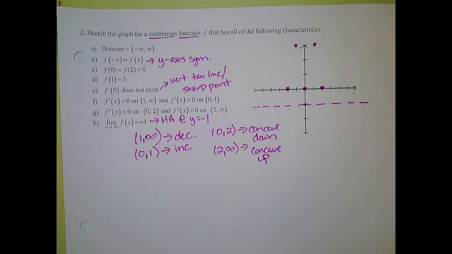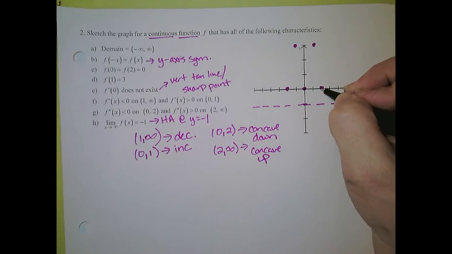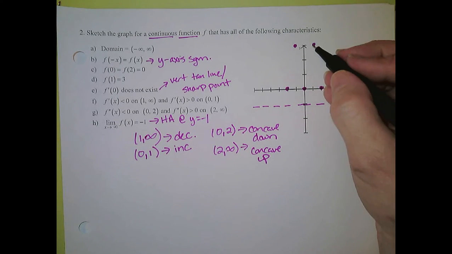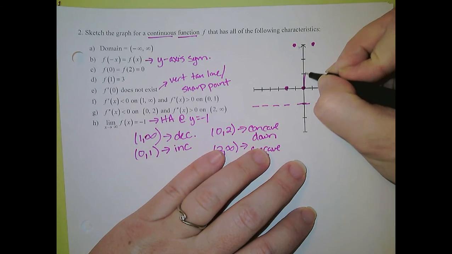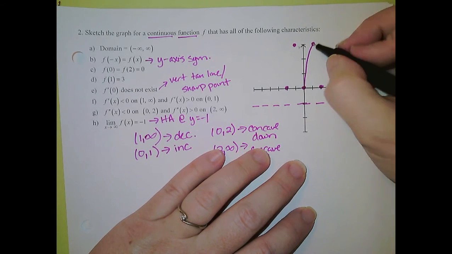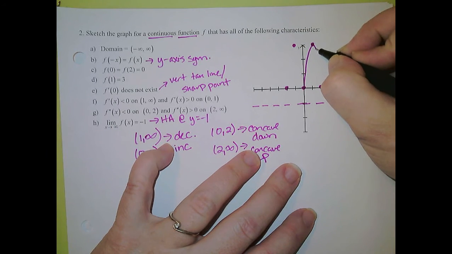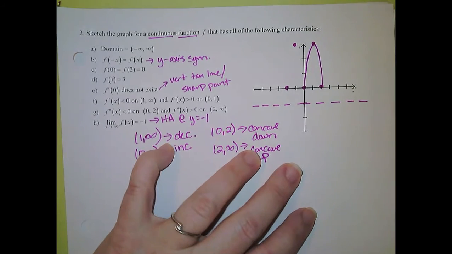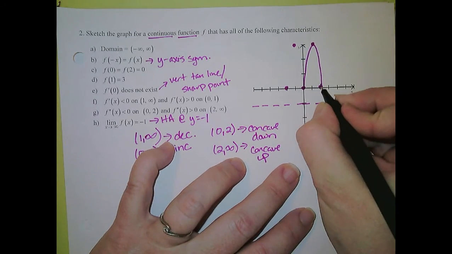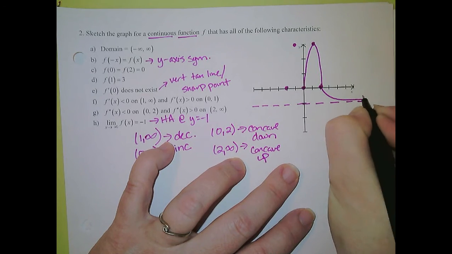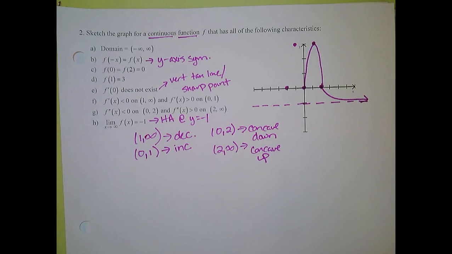So let's see if we could draw all this together. We know that from 0 to 2, the graph is concave down. It's increasing from 0 to 1 and decreasing thereafter. So our graph is increasing and concave down, then it's decreasing and concave down. After 2, it's still decreasing, but then it starts to become concave up and must approach that value of negative 1.